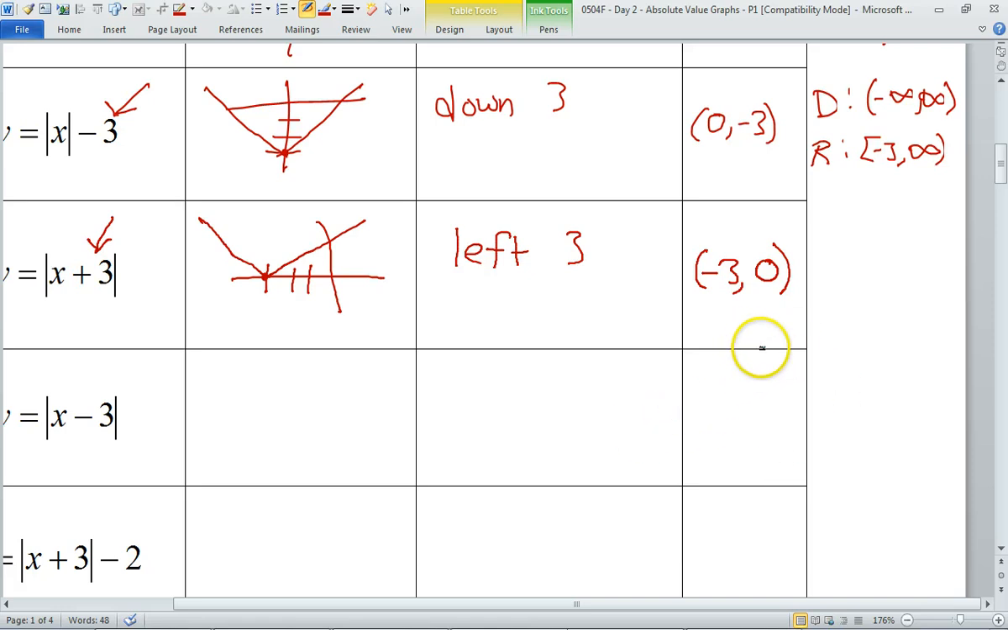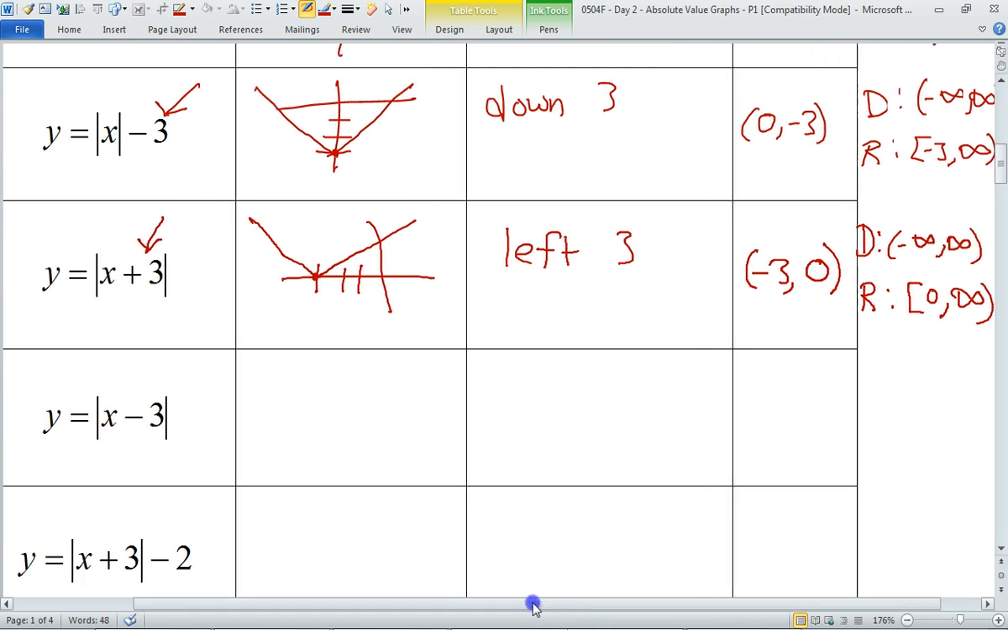Let's see, Jesus, give me the domain and the range, brother. It's negative infinity, positive infinity. Yeah. Range is 0, infinity. Correct. All right, so you're probably seeing that the domain of these absolute value functions is always negative infinity to positive infinity. So just worry about the range, 0 to infinity.